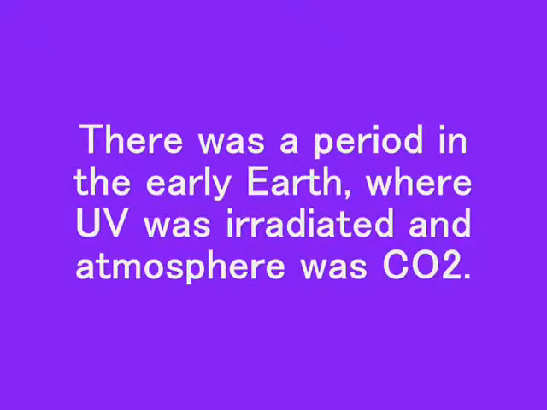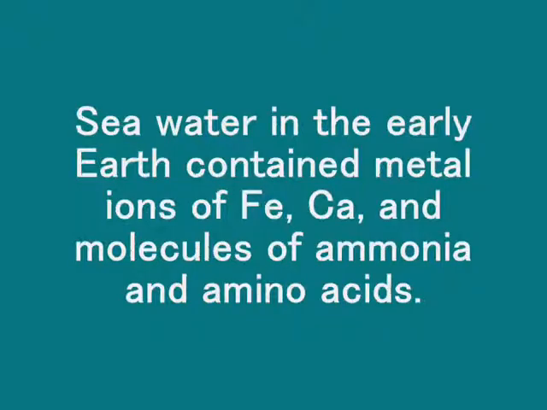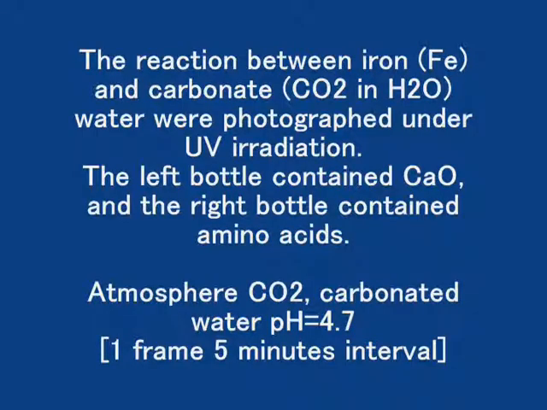There was a period in the early Earth where ultraviolet rays were irradiated and the atmosphere was CO2. Seawater in the early Earth contained metal ions of iron and calcium, and molecules of ammonia and amino acids. The reaction between iron and carbonated water, that is CO2 and H2O, was photographed under UV radiation.